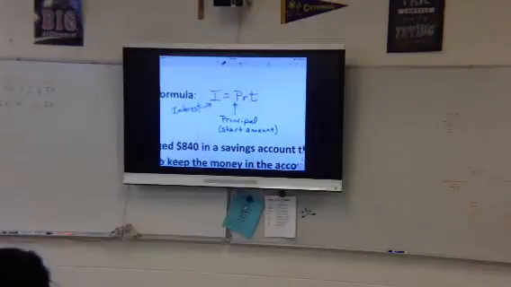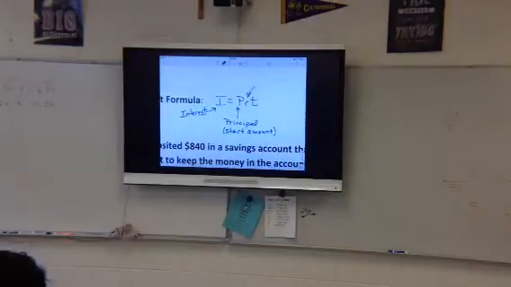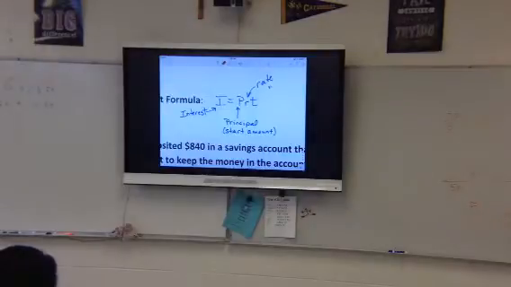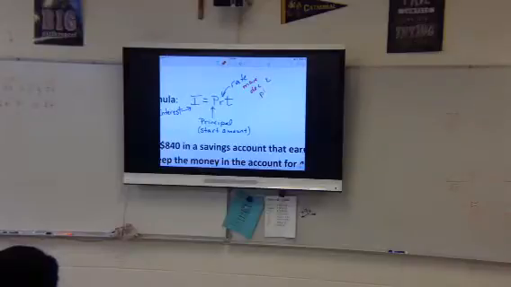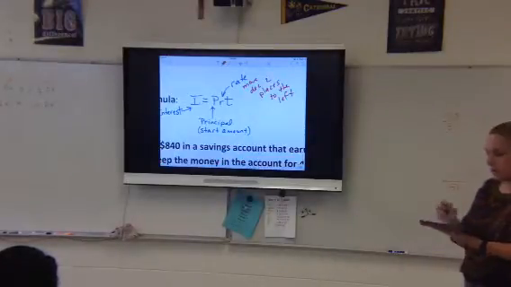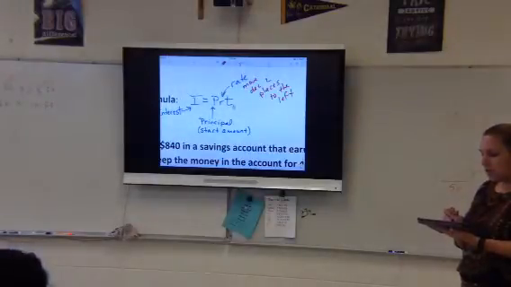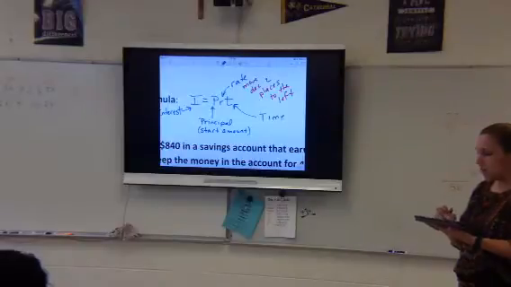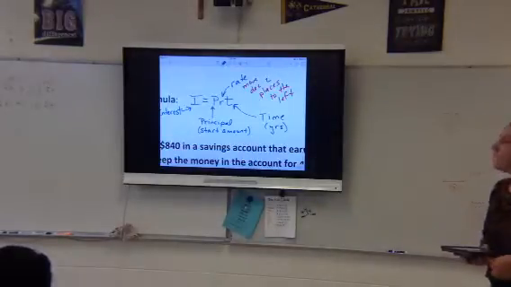What do you guys think R probably stands for? Rate. I'm gonna put a little side note here. We're gonna wanna make sure we move the decimal 2 places to the left, just like we did in sales tax and discount. Just make sure you move that decimal over. And what do you think T represents? Time, and that's going to be in years. Time in years.